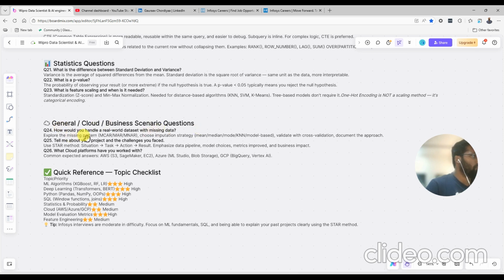Now general cloud or business scenario questions. So how do you handle real world data, missing data? That kind of question comes. So you can explore the missing patterns, like these are the techniques MAR. These are advanced statistical methods. You can use imputation strategy like mean, median, mode or KNN, model based, validation with the cross validation approach. Depending on your model or your data, you can use the techniques.